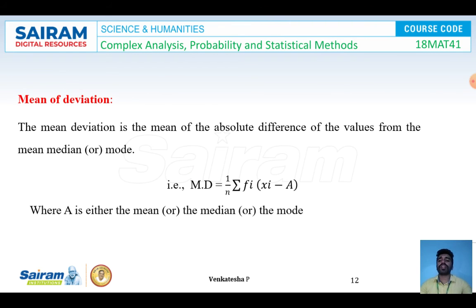Mean deviation. The mean deviation is the mean of the absolute differences of the values from the mean, median or mode. It is given by MD is equal to 1 by n summation fi modulus of (xi minus A), where A is either the mean, the median or the mode.